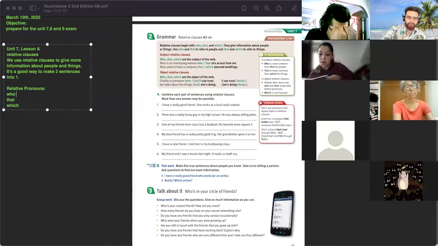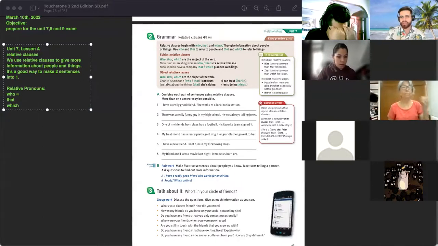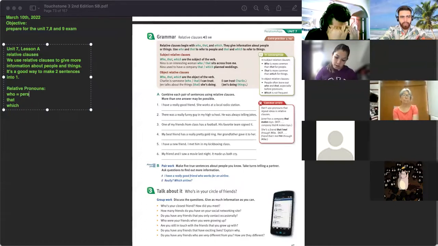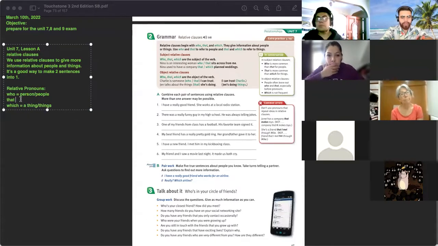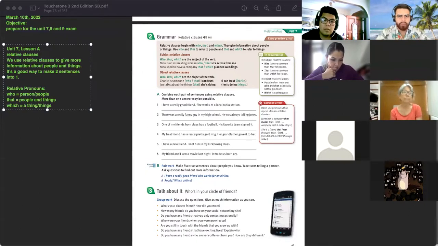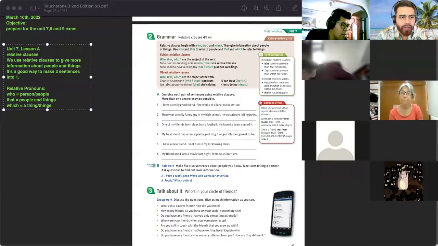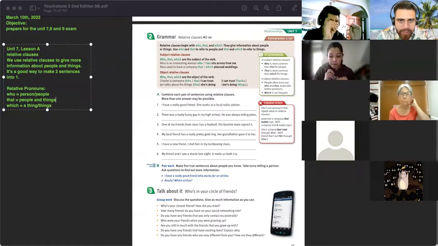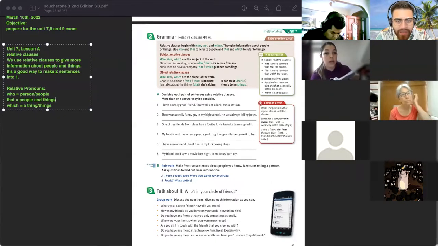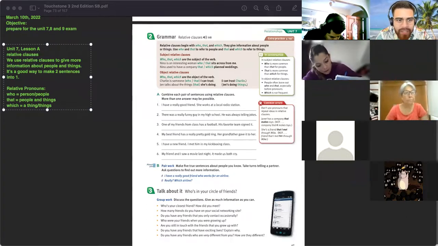Exactly. And we use who for what? For a person or people. We use which for a thing or things. And we use that for both people and things. Exactly. Now, remember, sometimes the relative pronoun is a subject. Sometimes it is an object.